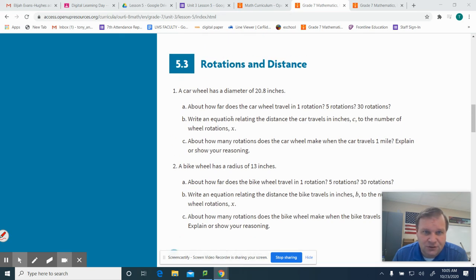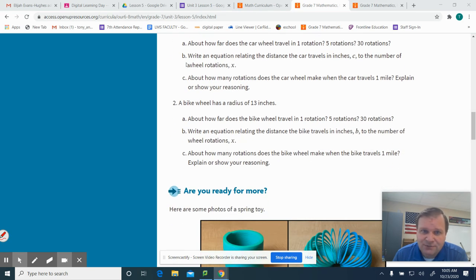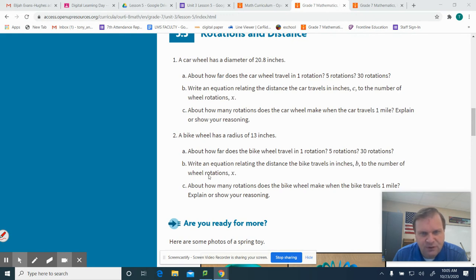On question number 2 in 5.3, it's the same type of question. You are asked the same 3 questions, but one thing you have to pay attention to is right here. Now we have a radius of 13 inches. So when you look at the relationship between a radius and a diameter, radius is half the diameter. So that means we need 2 of the radii to make a diameter. So we got to multiply that by 2 to get a diameter of 26.